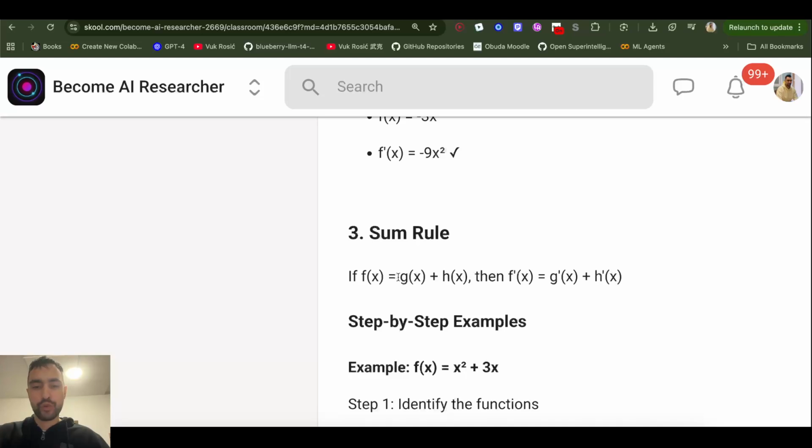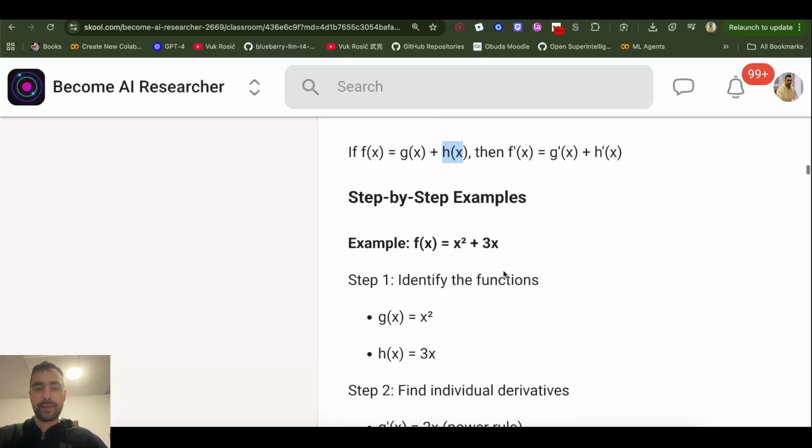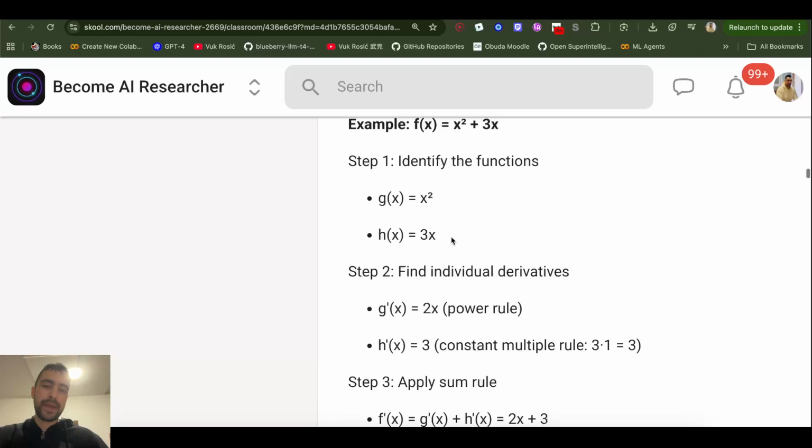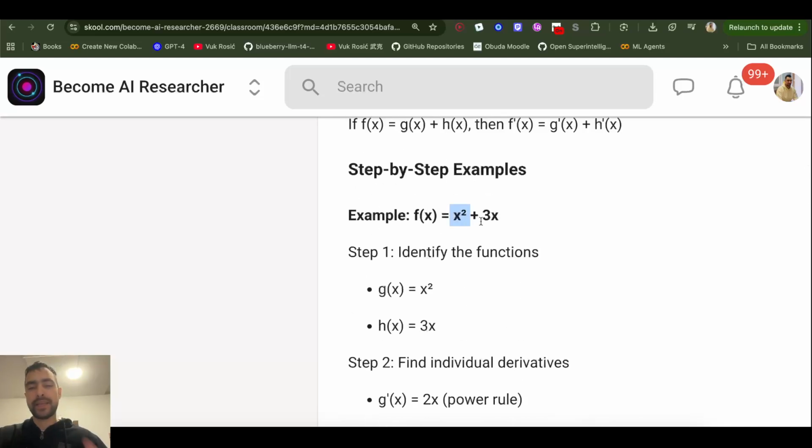Then we have the sum rule. If you have x squared here and x here, and you want to find the derivative of the whole thing, you just find the two derivatives separately. Because there is a plus here, you just find this derivative separately and that derivative separately. Okay, so let's see an example. How do we find the derivative of this whole thing? Basically we find the derivative of this, plus the derivative of that, and that's it.